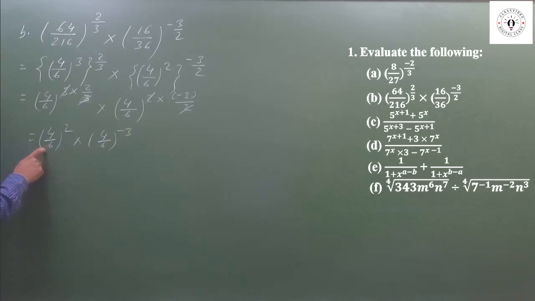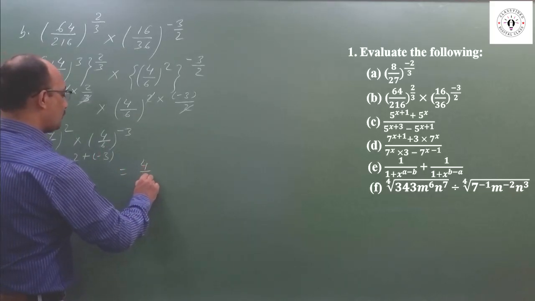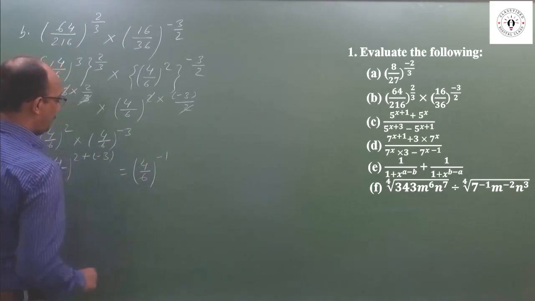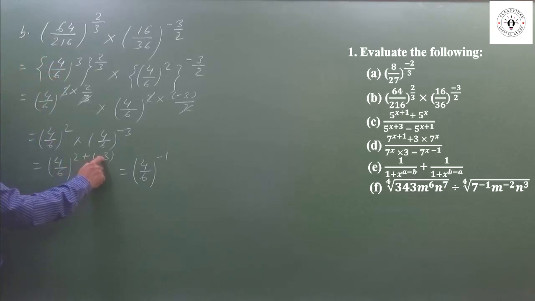What is the base here? 4 by 6. What is the base here? 4 by 6. These two have same bases. And in multiplication, when bases are same, power is added. So what shall we write? 4 by 6 to the power 2 plus minus 3. This can be written as 4 by 6 to the power minus 1. 2 plus minus 3 is minus 1.